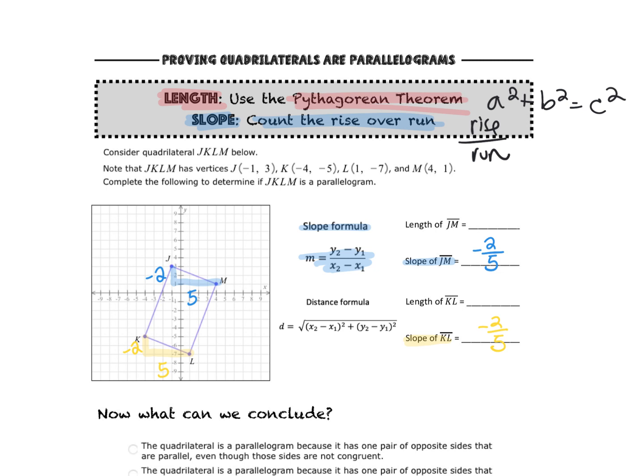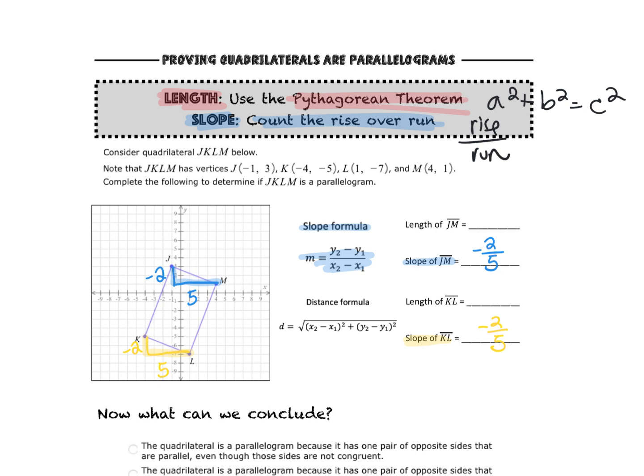Okay. Now we're going to do the length. For the length, you're going to use the Pythagorean theorem. Knowing the slope of these, to find the length of these, we just made right triangles. Look at the right triangles that we just made. Since those two calculations are the legs of the triangle, what we're going to do is square them and add them together, and then square root our answer.